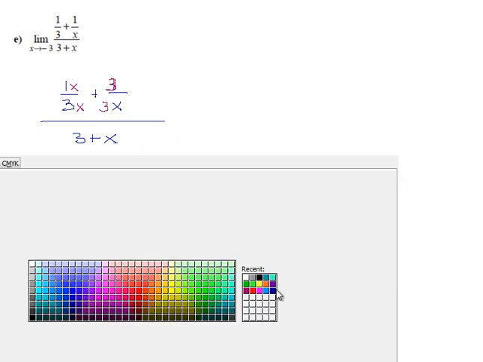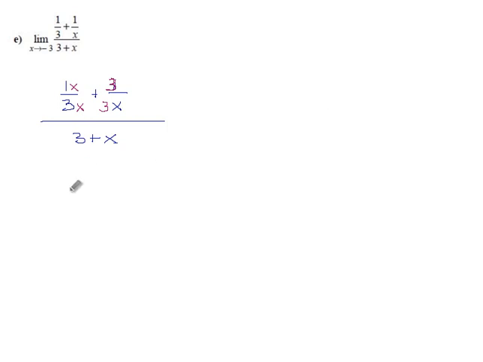If we do that, let's see what happens. We get x plus 3 all over 3x. That's our numerator. Over or divided by 3 plus x.